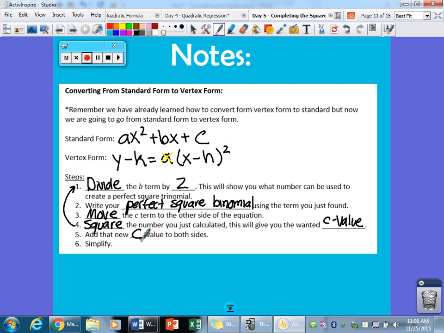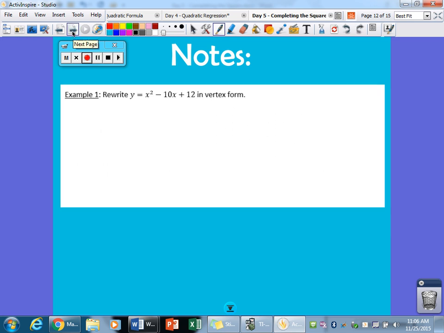I'm going to do 2 examples with you for this. It can be a little confusing at first, but again, the math involved is very easy. It's just knowing when to do which step. So here we go. Let's try one. Rewrite y equals x squared minus 10x plus 12 in vertex form.